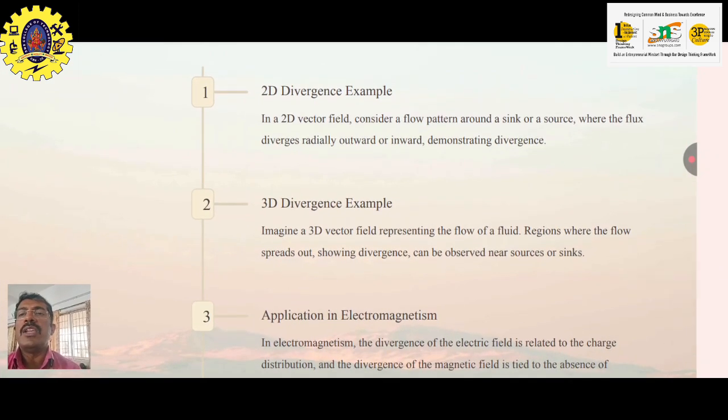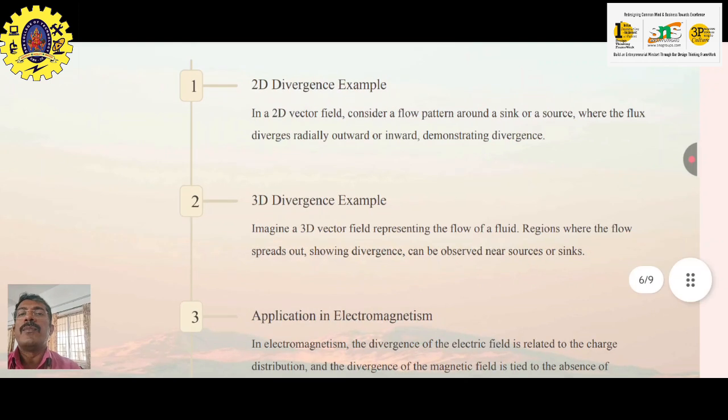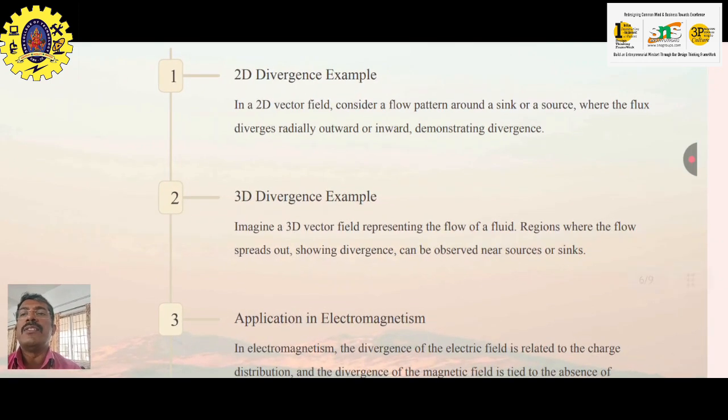In a 2D vector field, consider a flow pattern around a sink or a source where flux diverges radially outward or inward, demonstrating divergence. This is one example of 2D divergence.